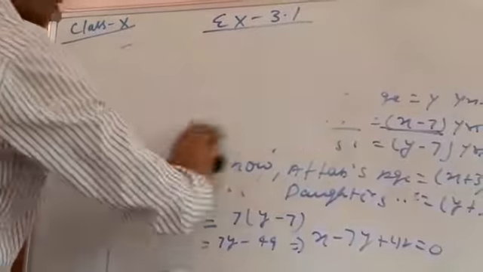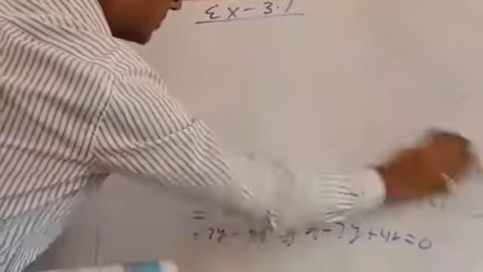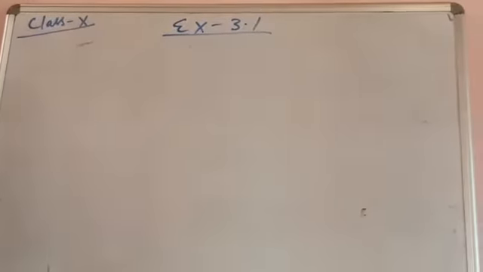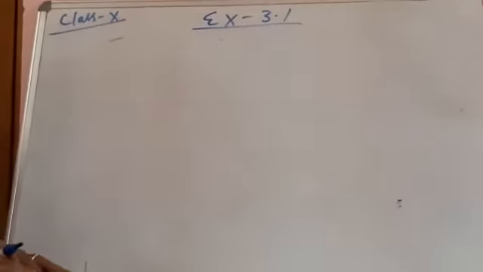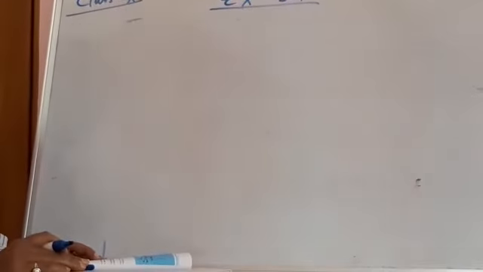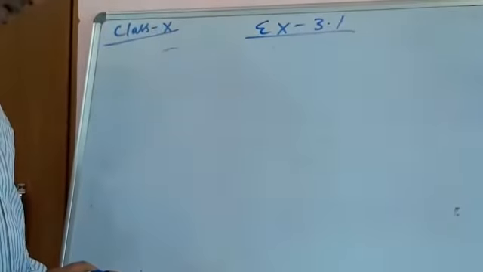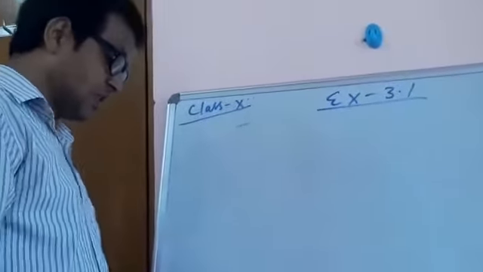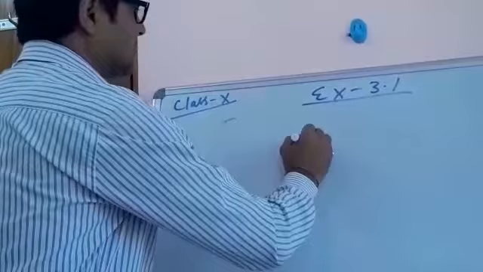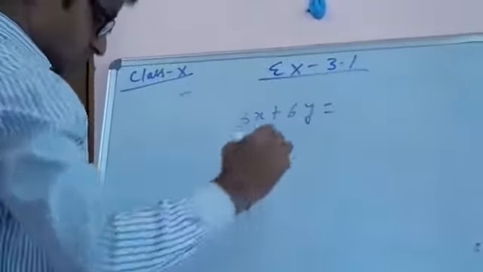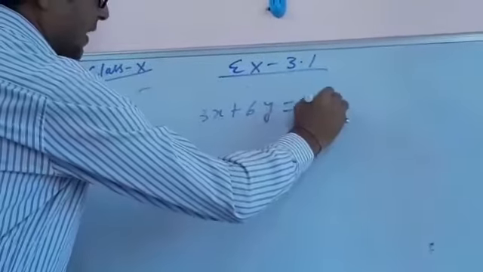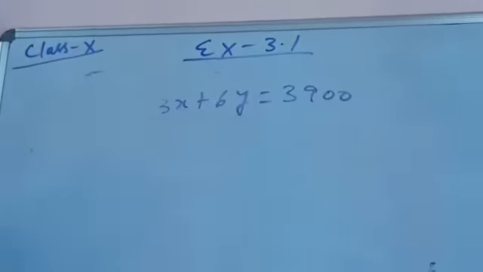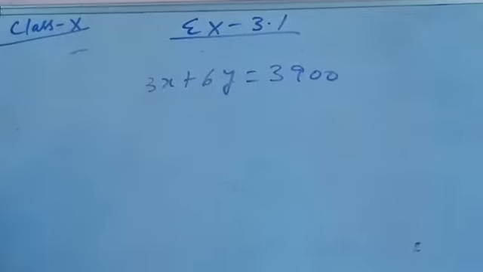Exercise 3.1 and the rest 2 questions. I am just giving you a quick look, I'll not write out the statement. The coach of a cricket team buys 3 bats and 6 balls for rupees 3,900. So suppose the cost of 1 bat is x. So the cost of 3 bats will be what? 3x. So the situation will be 3x plus 6y is equal to 3,900.